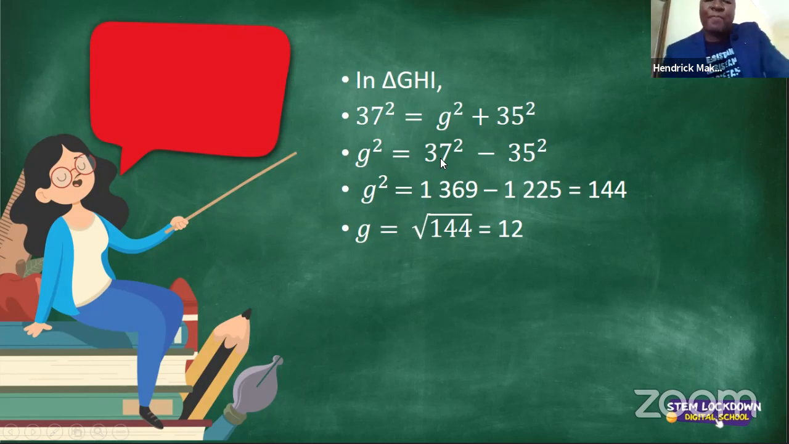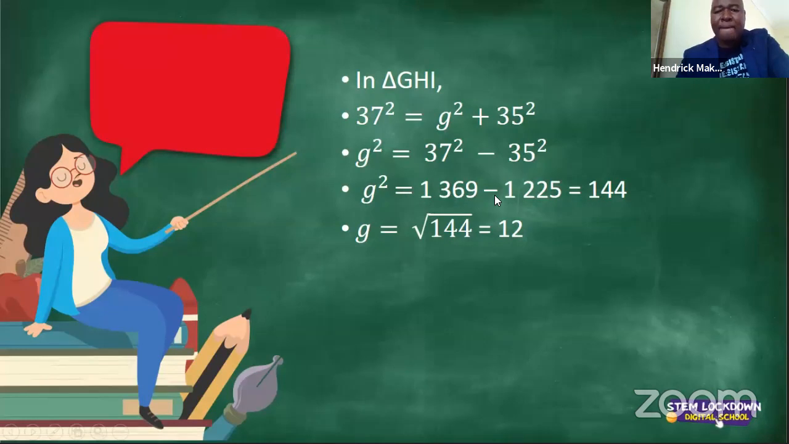So before we carry on, just to see that G squared will be equal to 37 squared, which is 1,369, minus 35 squared, which is 1,225. And this, of course, gives you 144. Now, the square root of 144 is equal to 12.